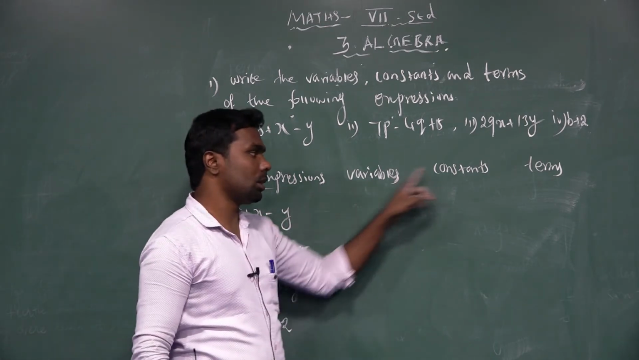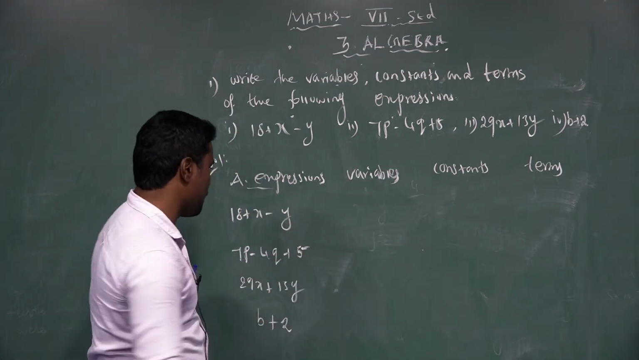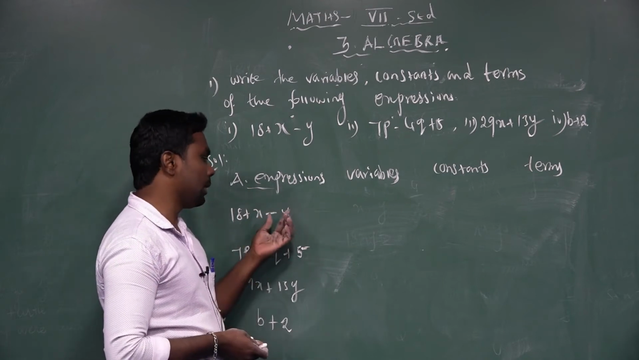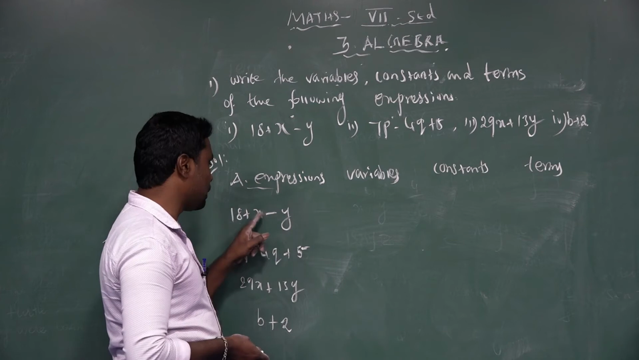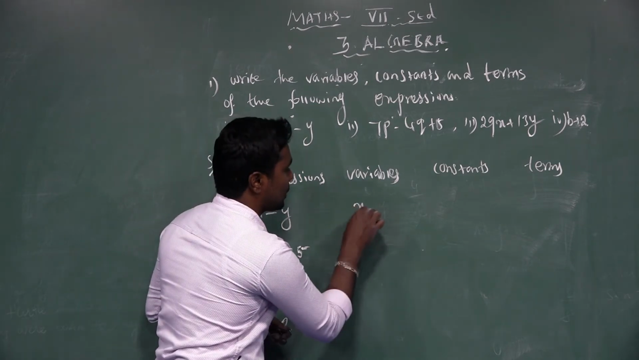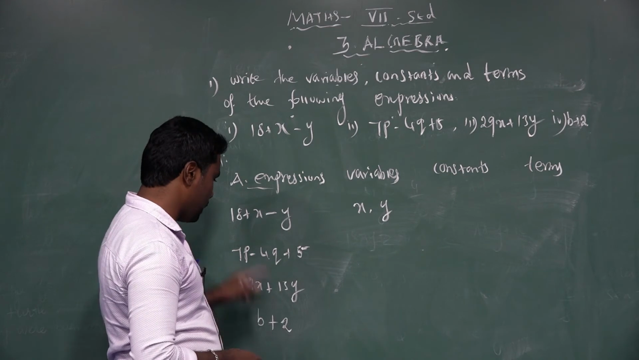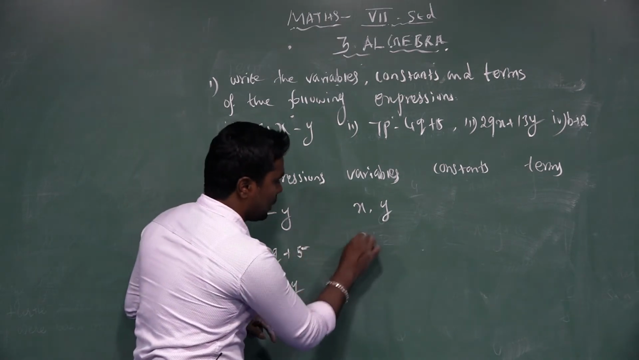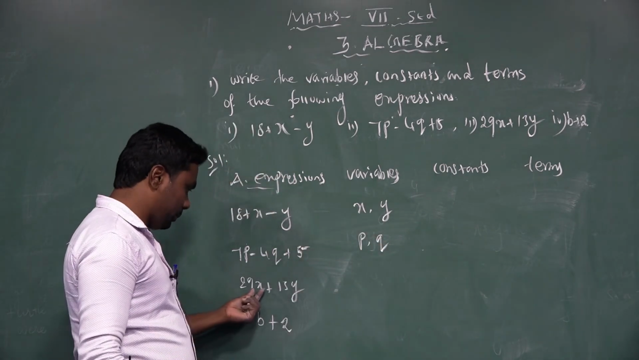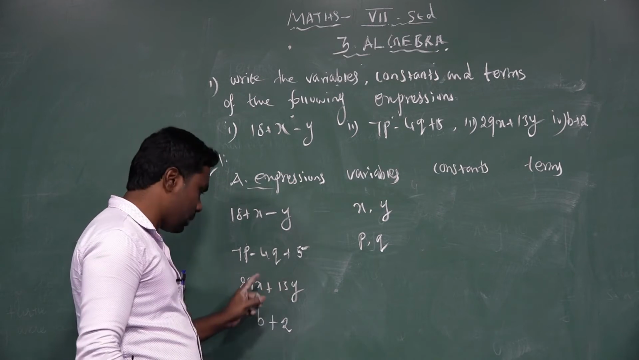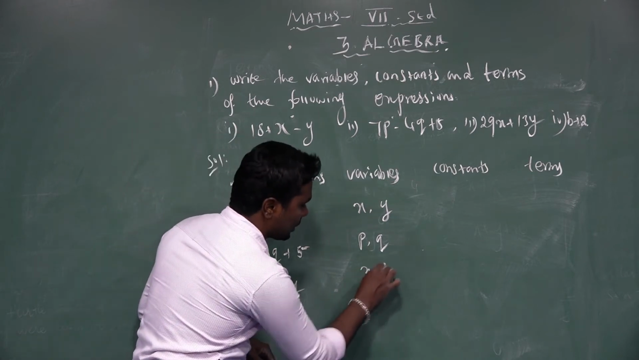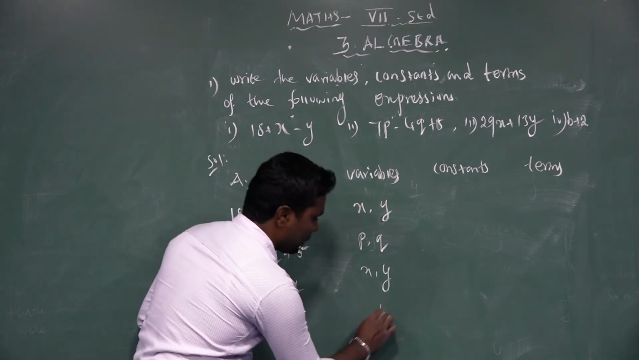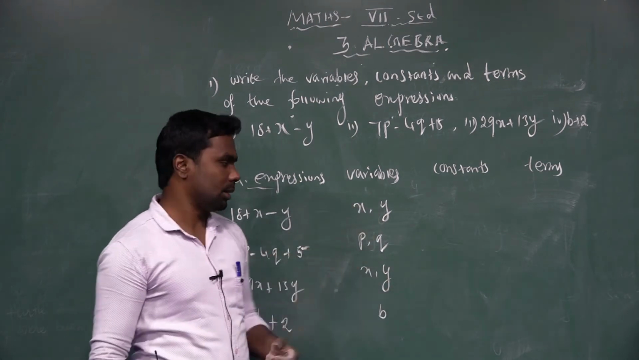How to find the variables, constant and terms. First, variables. Look at the first one, 18 plus x minus y. What are the variables? Variables means simple letters, so take the letters x and y. The second one, 7p minus 4q, so p and q. Third one, 29x plus 13y, select x and y only. The last one, b plus 2, b is a variable. So a variable means any letter.